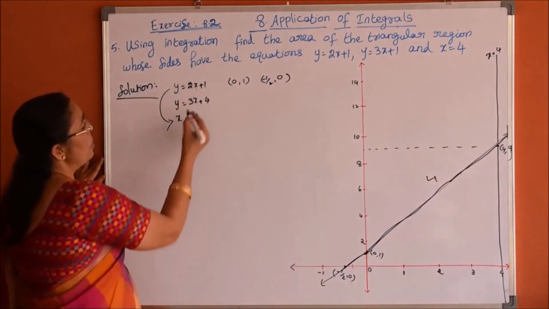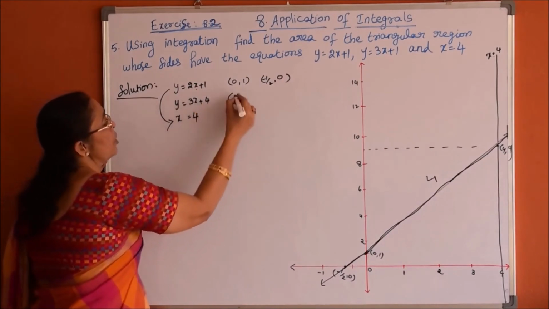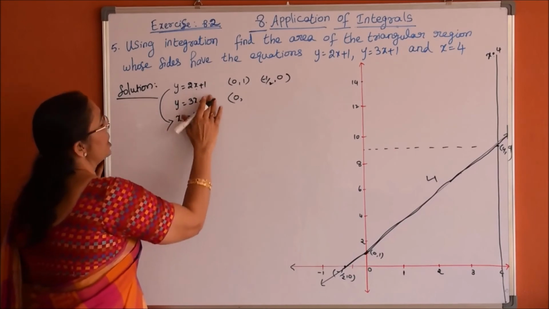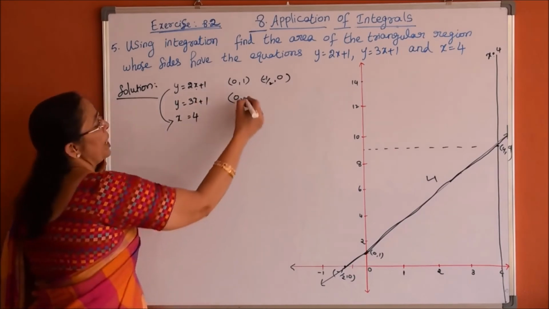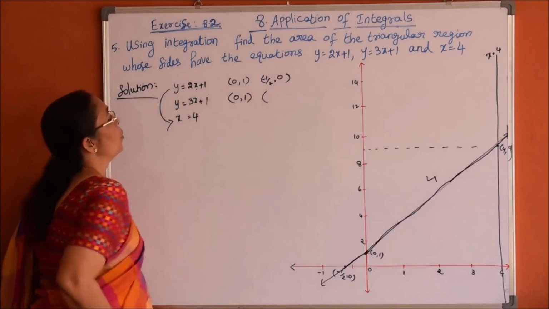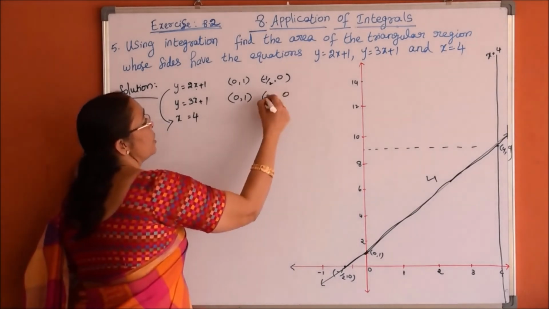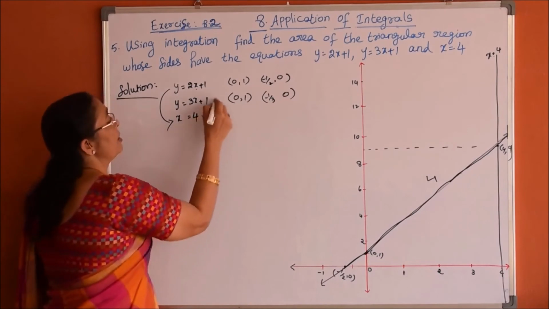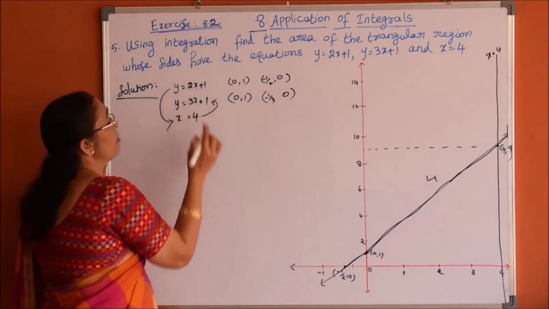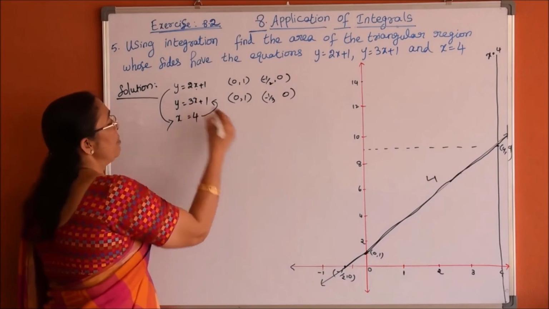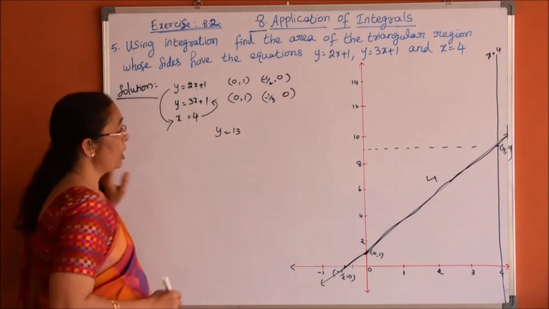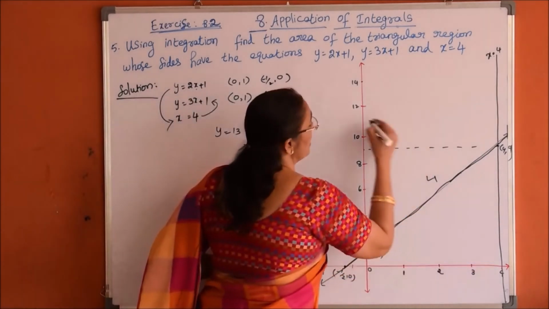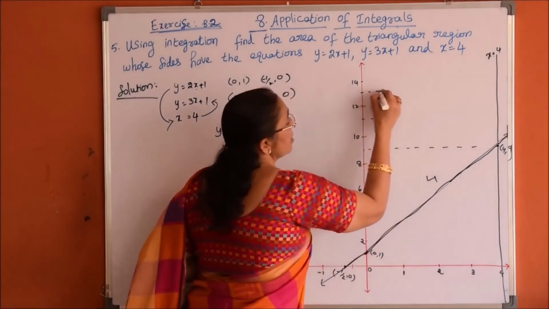Okay. Now, the second line is y equal to 3x plus 1. When x is 0, y is 1, and when y is 0, x is minus 1 by 3. Let me check the point of intersection of this line with this one. When we substitute x is equal to 4 in this, the y value will be 13. So, the point of intersection of the second line with this line is 4 comma 13.